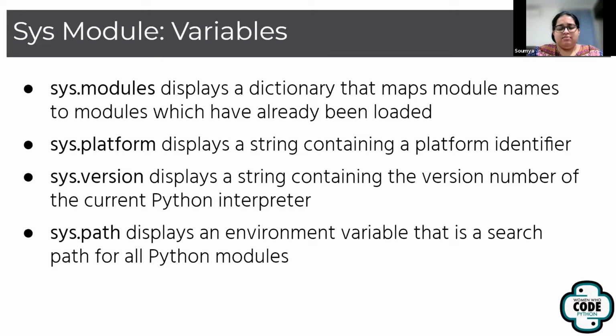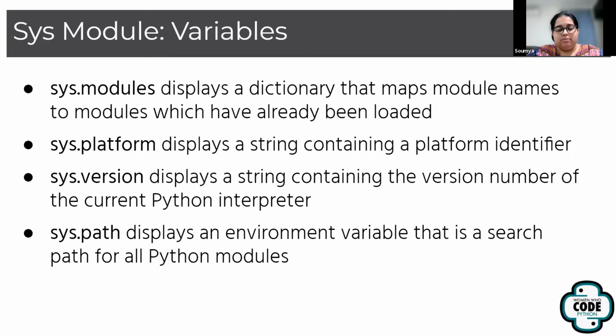A lot of this might feel like a lot of theory coming in, but everything will get clear once we start running these in the Colab notebook or in your interpreter. We also have sys.version, which tells you which version of the Python interpreter you're using. And we have sys.path. When you set your environment variables, you can access all of them and see what they are through sys.path.